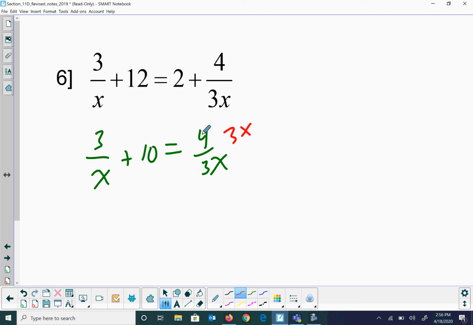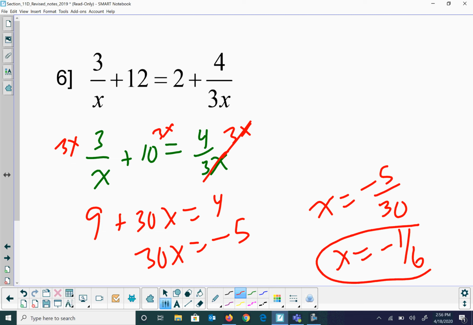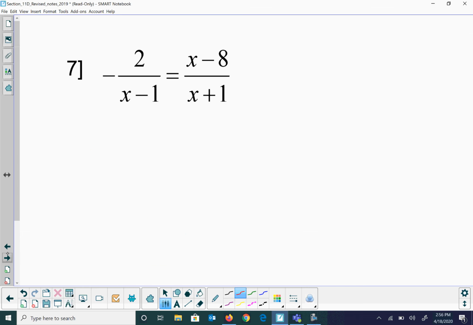And then I'm going to multiply everything by 3x. So the x's cancel on the first, so I get 9 plus 30x. Those cancel, equals 4. So I get 30x is equal to subtract 9, so I get -5 over here. So x equals -5 over 30, which should reduce to -1 over 6. And I believe that will not make anything modified downstairs. Okay, that's a good solution.